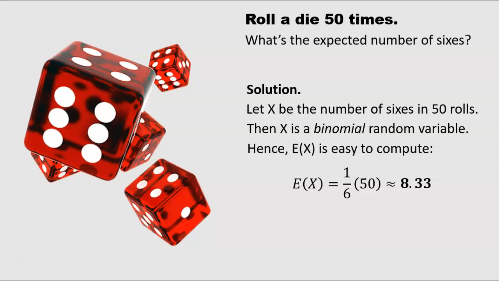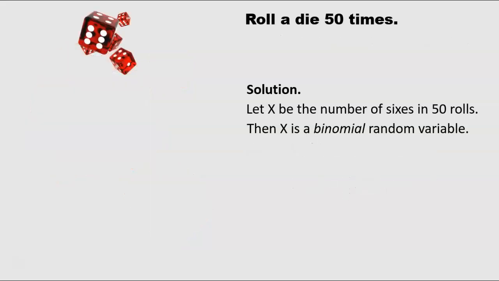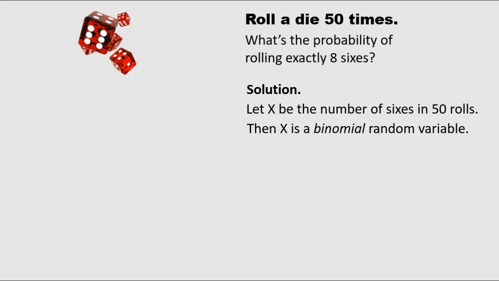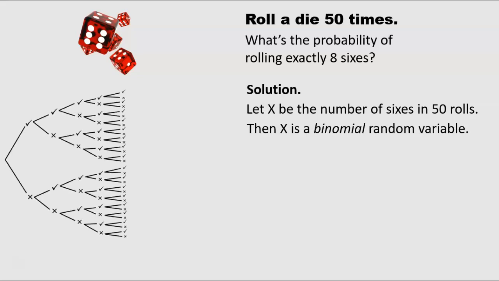Okay, now let's ask a different question about this same random variable. Roll the die 50 times. What's the probability of rolling exactly 8 sixes? Since x, the number of sixes we get in 50 rolls, is binomial, we should think to ourselves, as we should with every binomial random variable, aha, this is just like the multiple choice example. I need to imagine a huge probability tree.